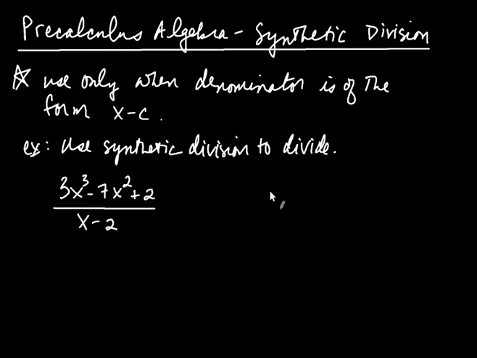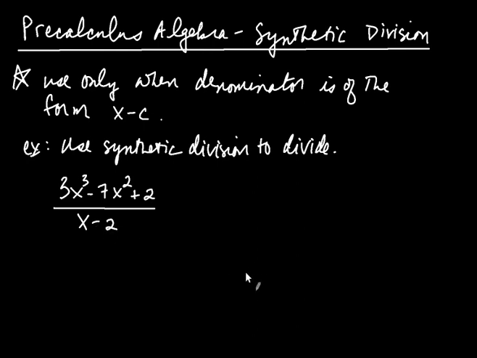Let's discuss what's called synthetic division. First of all, you only use this when the denominator is of the form x take away c. So for example, you could use synthetic division on this problem. Notice the denominator is x take away some real number. So what you do is you look at the denominator and you identify your c. So in this case, it's x take away some number, and that number is 2.